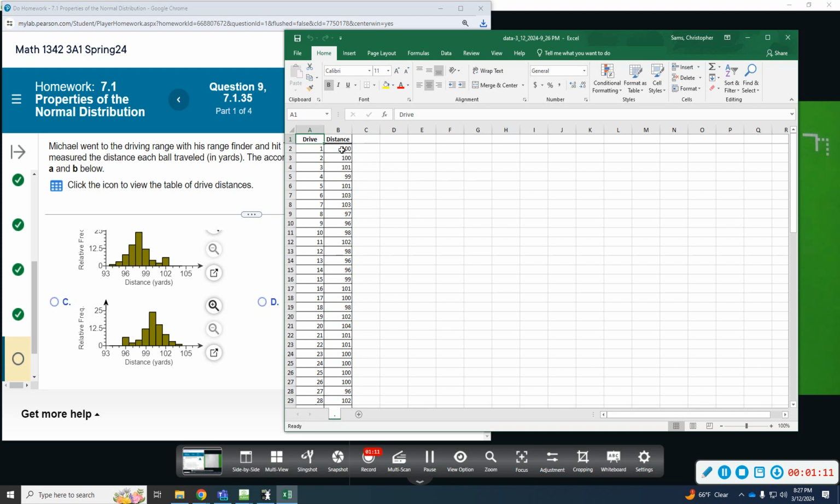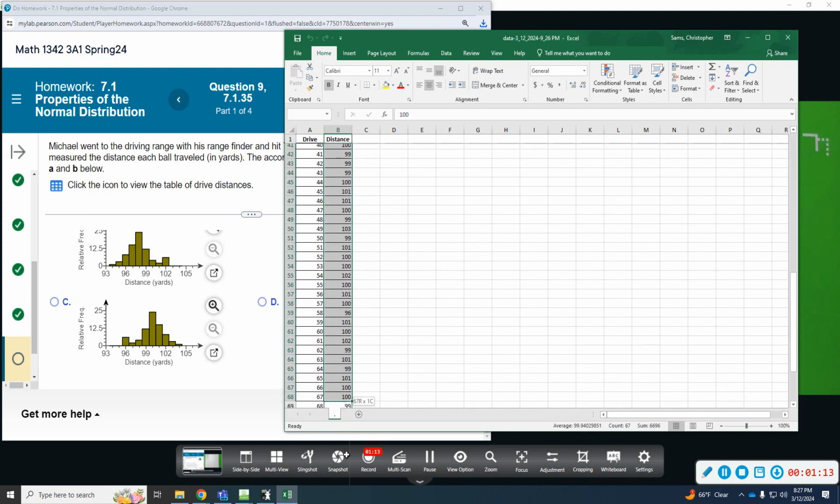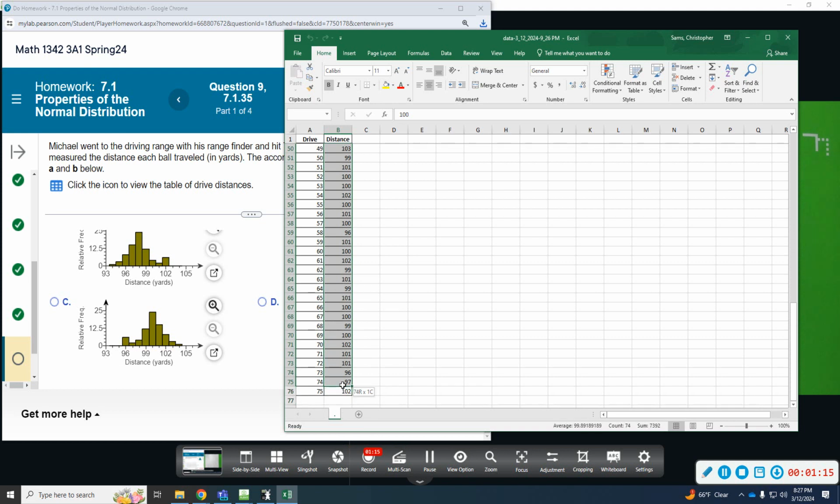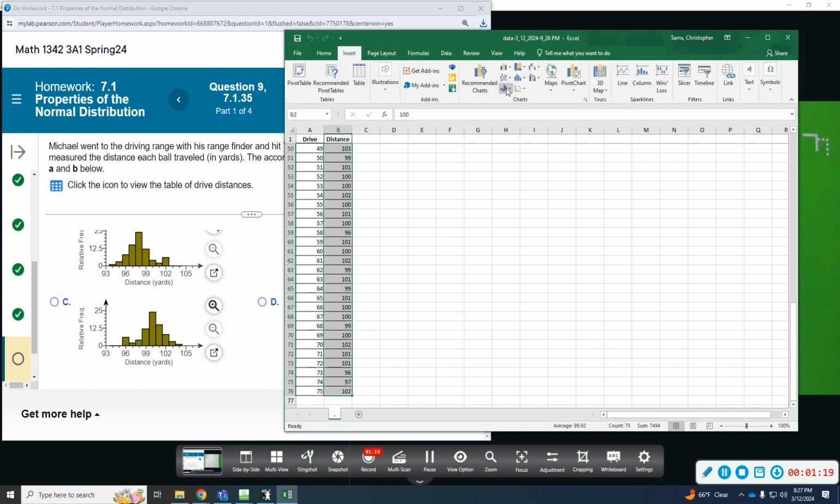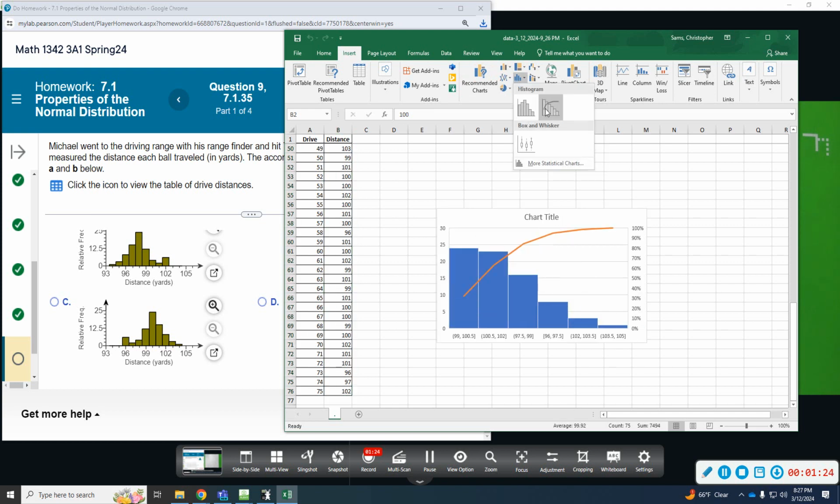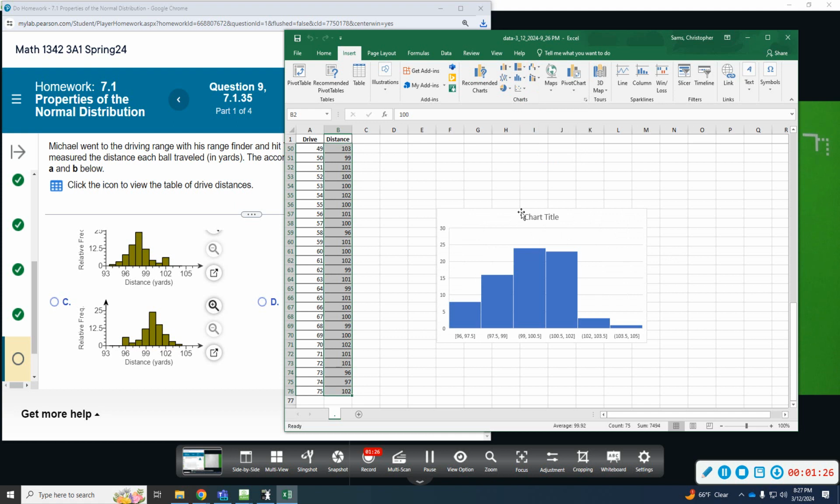So some of these are repeated. So we're just going to use this column right here. Drag and copy 75. We're going to go to Insert. We're going to use the histogram. We're going to do, no, not that, just the histogram.